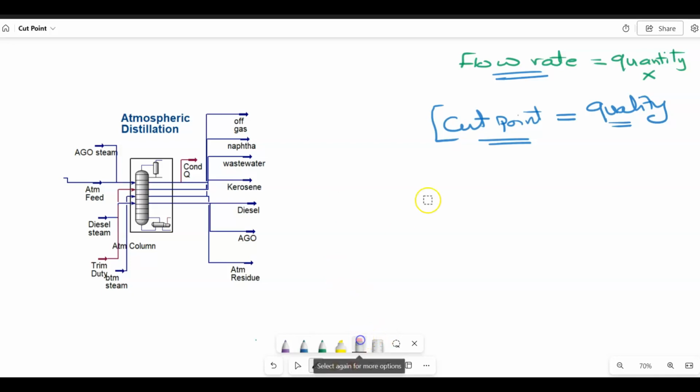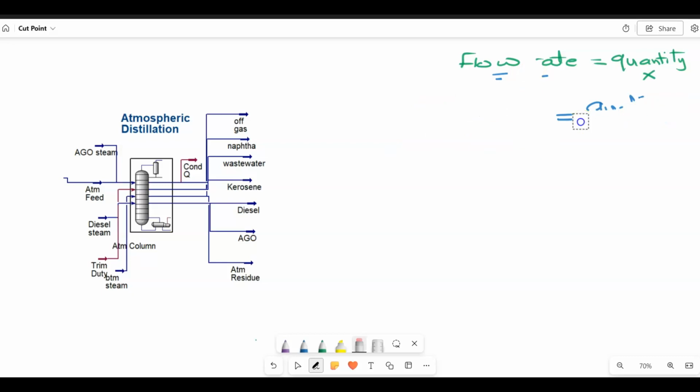Okay, so now we are going to focus on the quality, not the quantity. So I'm going to remove this one and ask you a question. If I want to increase the quality of naphtha, how will this work? Okay, so you will have something called ASTM. We have studied this during our process engineering course. So there is ASTM or true boiling points. These are types of analysis.